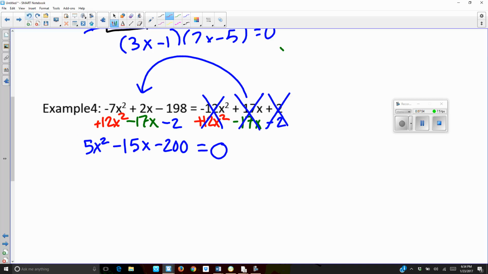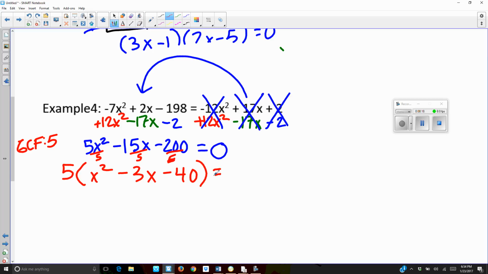So what you should recognize is you have a GCF in this problem. So you can factor out a GCF of 5 because 5 goes into all three of those terms. So factor out a 5. So we're just dividing these three terms by 5. It's going to make this problem actually a lot easier. So that leaves us with x squared minus 3x minus 40.